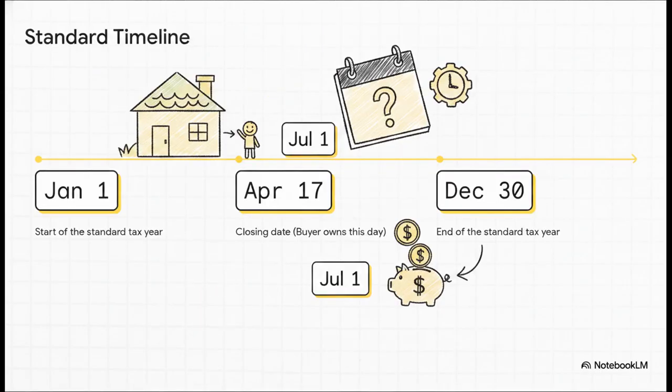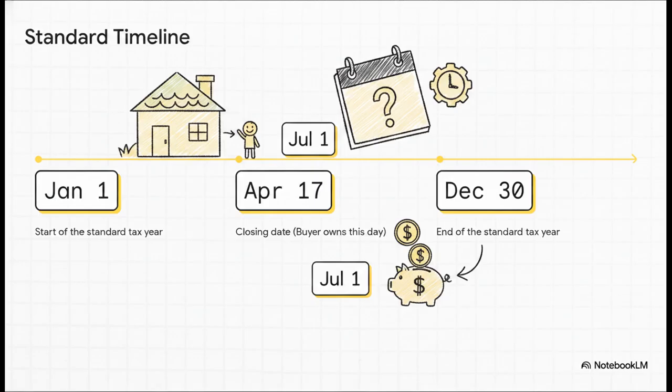And this brilliantly illustrates exactly why step 1 is just so important. Let's look at the timeline. The tax year is a standard calendar year, right? So it kicks off on January 1st and ends on December 30th, based on that 360-day rule we talked about. Closing is sitting right there in the middle on April 17th. Now here's the kicker. The taxes aren't actually due until July 1st.